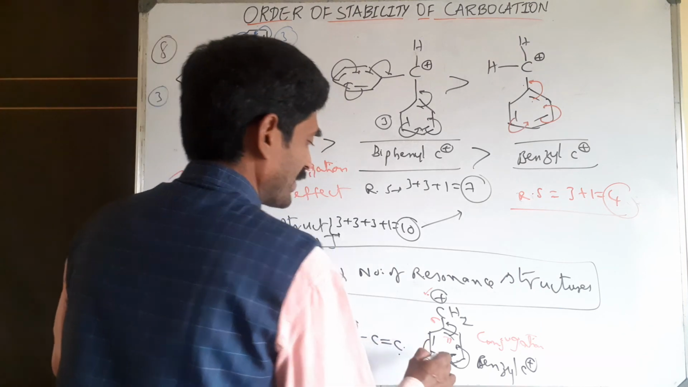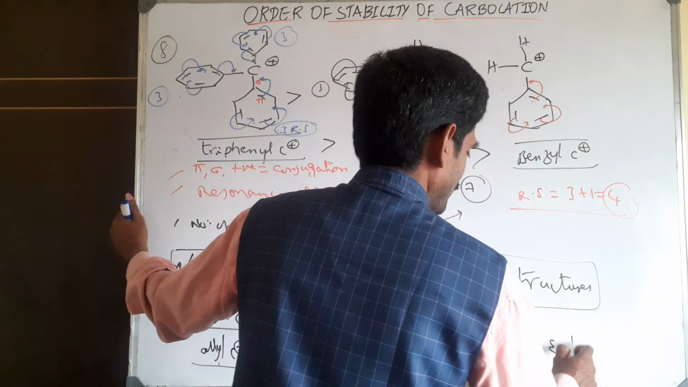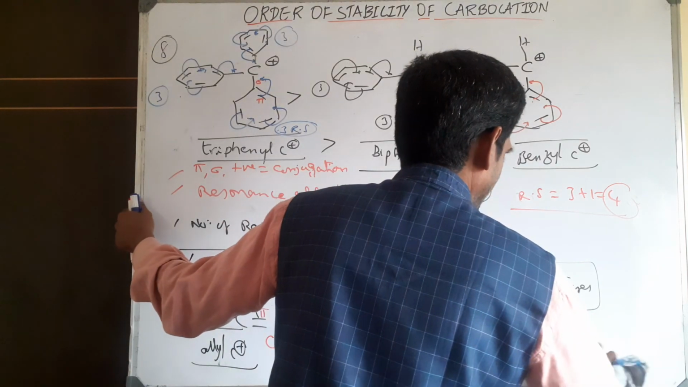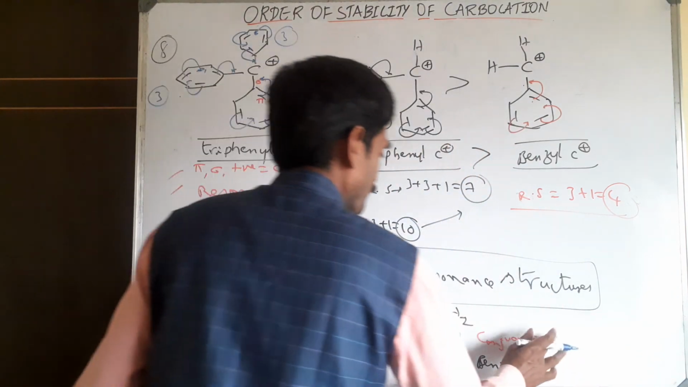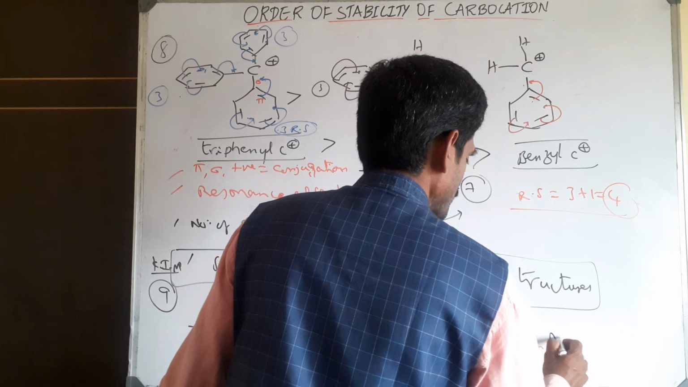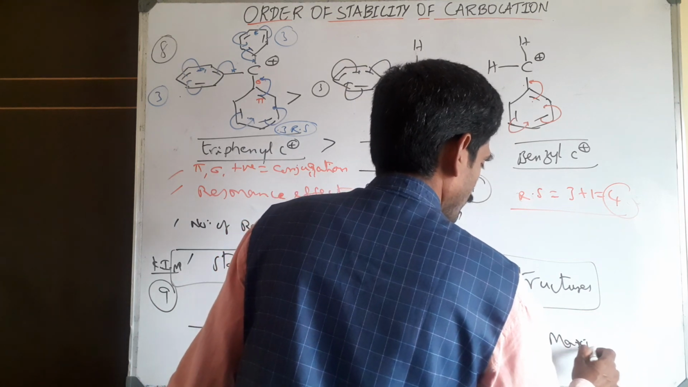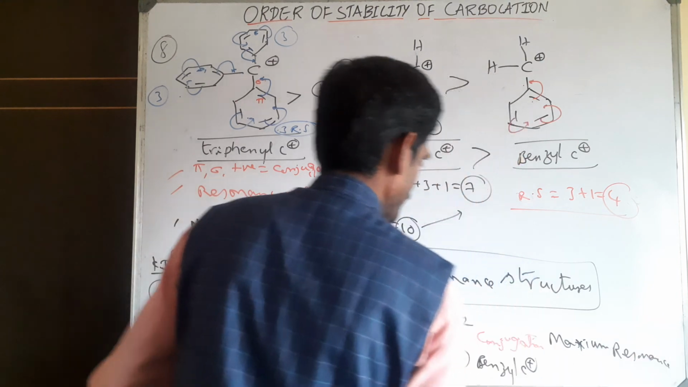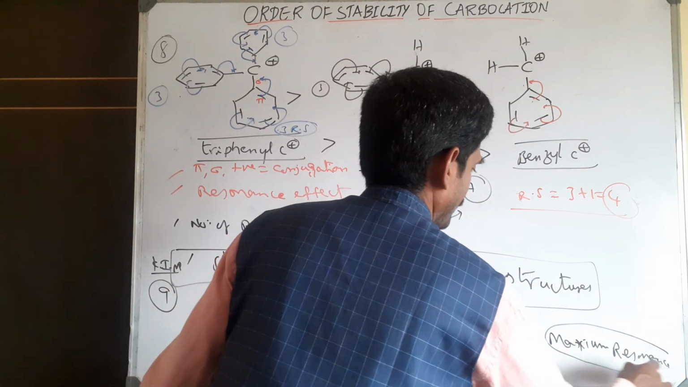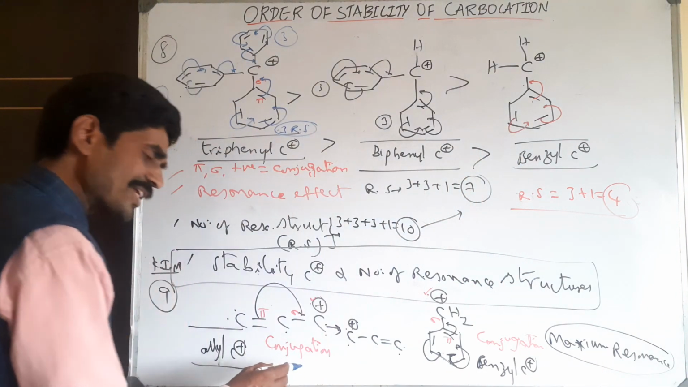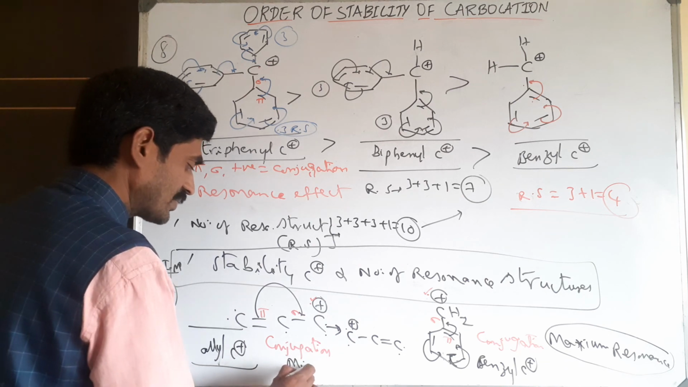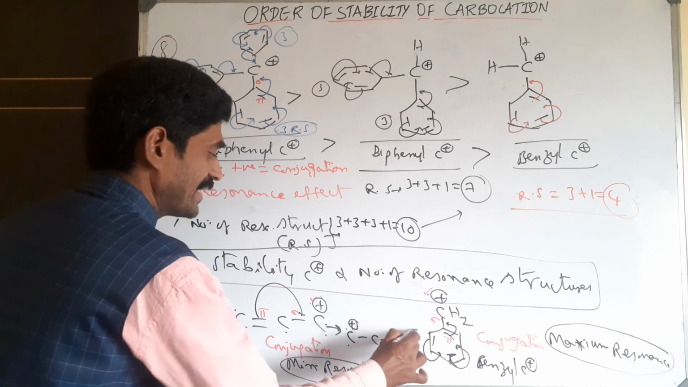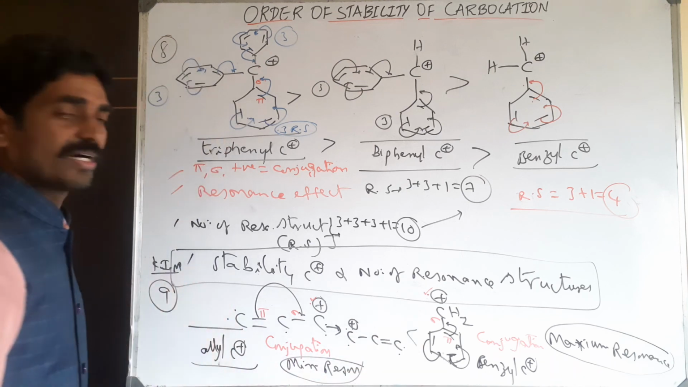There is benzene. Why? Because in the case of benzene, the extended resonance is maximum, compared to allyl. So maximum resonance is taking place here. You have to keep this in mind, you have to consider this. And here resonance is there, but compared to that one, minimum resonance is happening. So that's why benzyl carbocation is more stable.